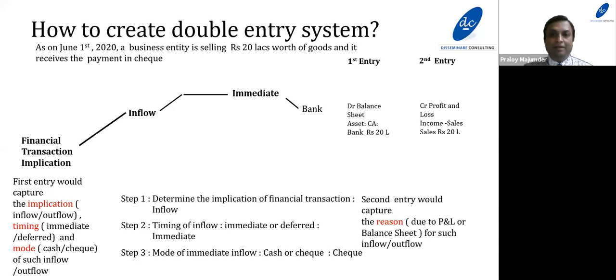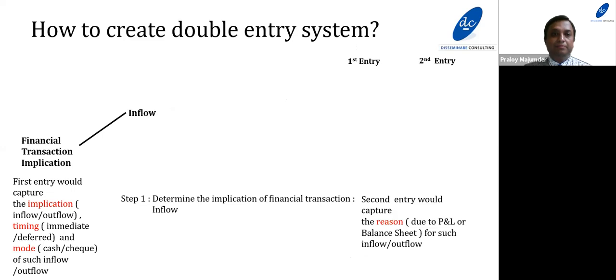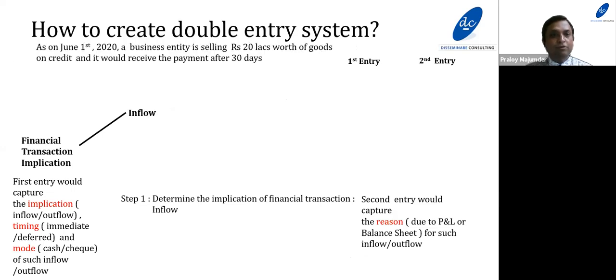So that's it. That means we have learned how to convert a financial transaction involving an immediate inflow in the form of a check into accounting entries by adopting the double entry system. Let us take another example. In this example, as on June 1st, 2020, a business entity is selling 20 lakhs worth of goods on credit and it receives the payment after 30 days. So here it is an inflow, but not immediate, but a deferred inflow.